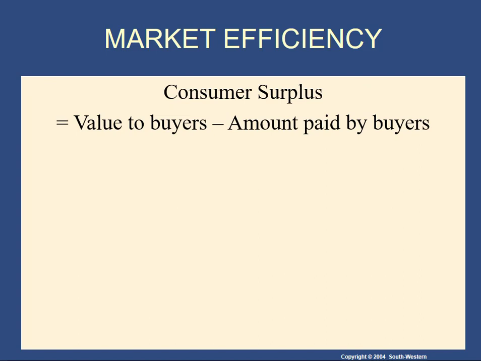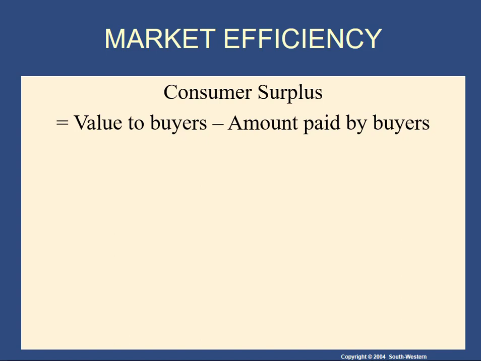So one of the things we focus on first is that in a free market, there are just two primary parties. There are the buyers and the sellers. So let's see if we can characterize the benefits to the buyers. We have this concept called consumer surplus, and we measure it as the value to buyers minus the amount that the buyer has to pay.